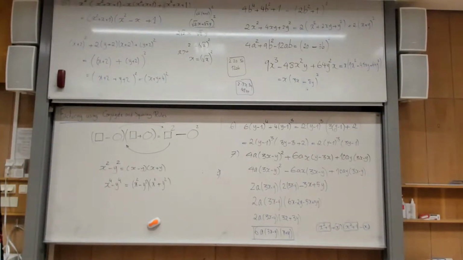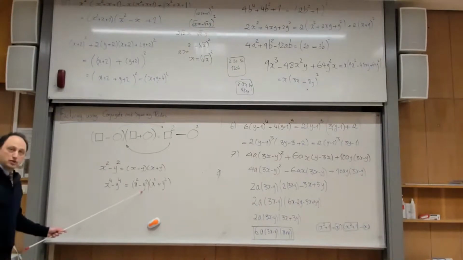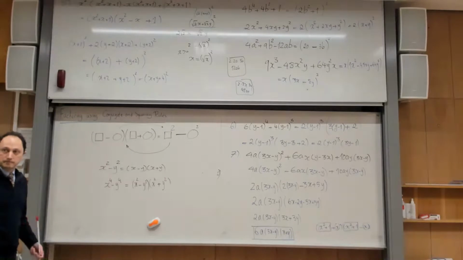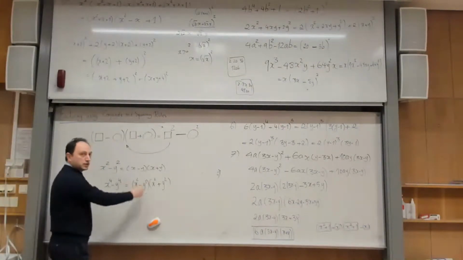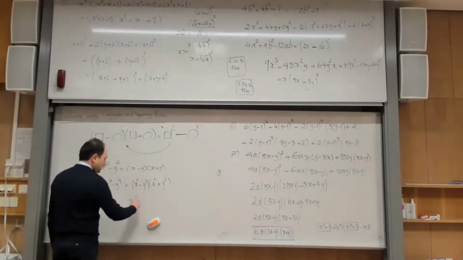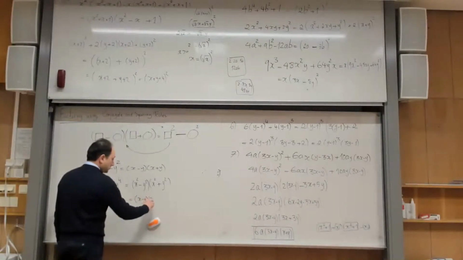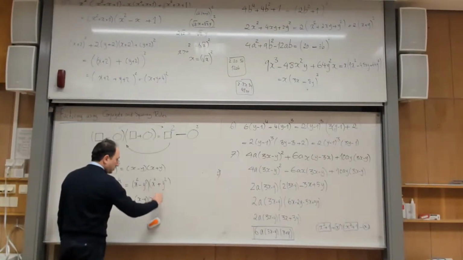No, because there is another conjugate pattern involved. If you stop here, it's correct, not complete. So what I do, I just do another conjugate pattern here. So this becomes x minus y, x plus y, but then I have to copy and paste this one.